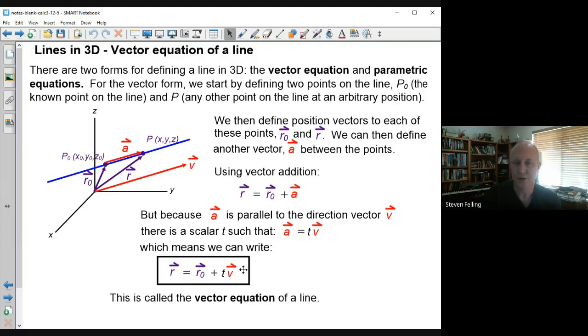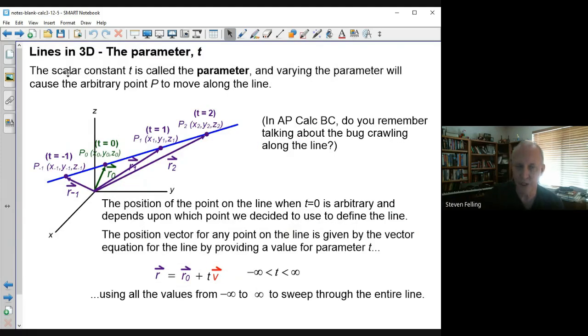So what that allows us to do to be able to figure out points in the line is that we can vary this scalar constant t. Because we can vary it, we call it the parameter. Okay, and so we're defining something called a parametric form for a line. Varying that parameter will cause the arbitrary point to move along the line.